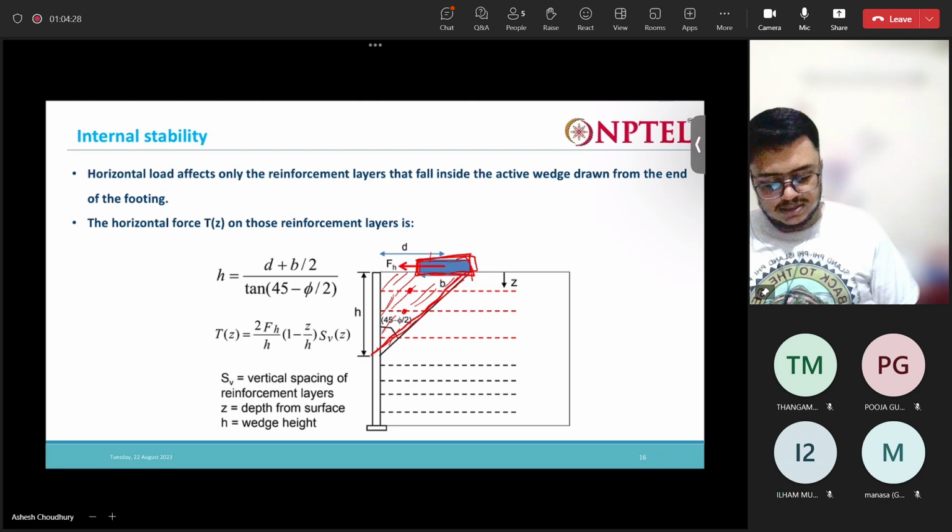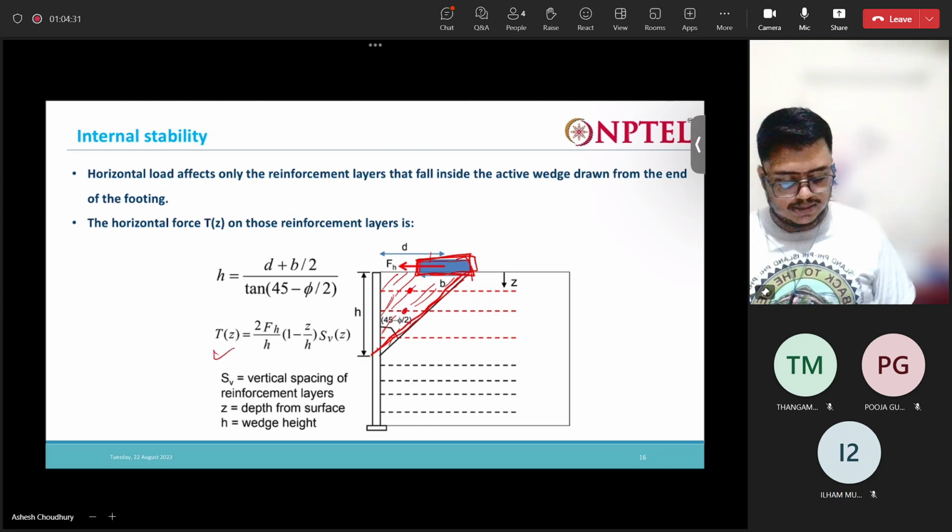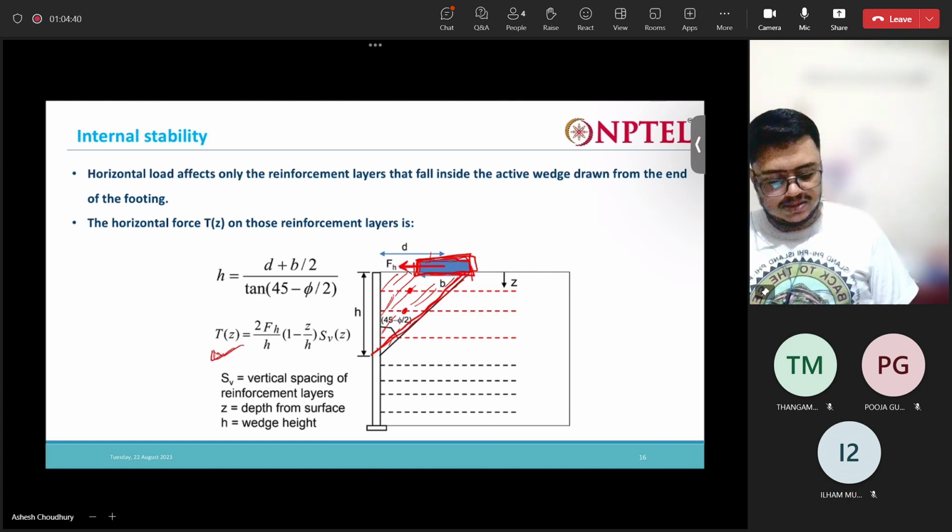So that is just given here. This Tz is nothing but this horizontal force that is coming. So this is the foundation. In that foundation some load Fh is acting, and this Tz gives the distribution of this Fh into the reinforcement layers with height. With variation of z, say we have a reinforcement at depth z, it gives the horizontal force that is coming on that reinforcement at depth z. So this Fh is distributed like that.